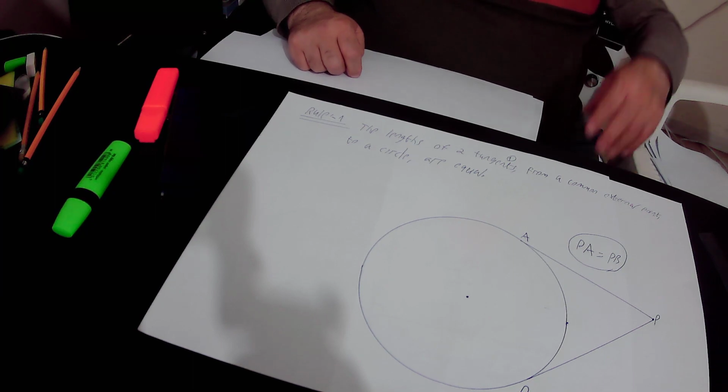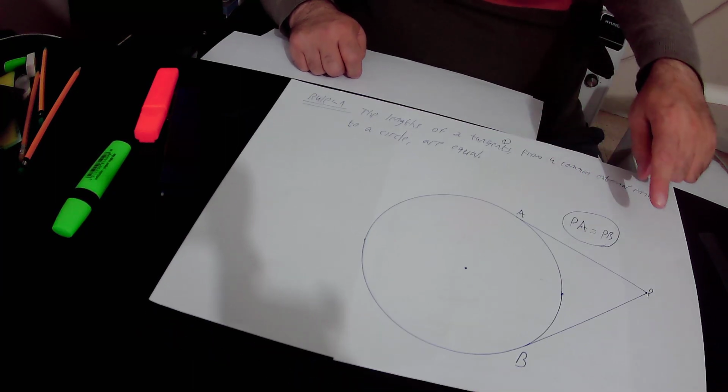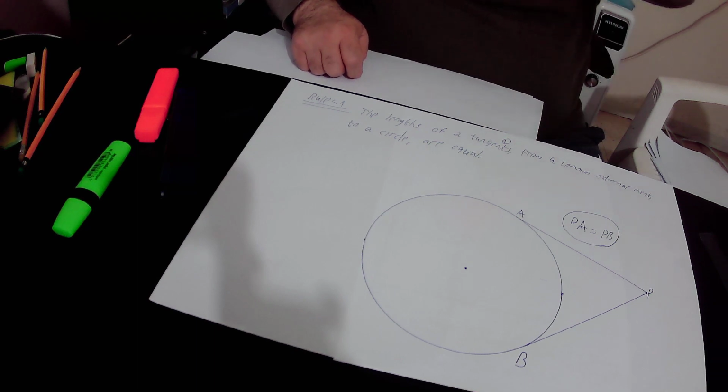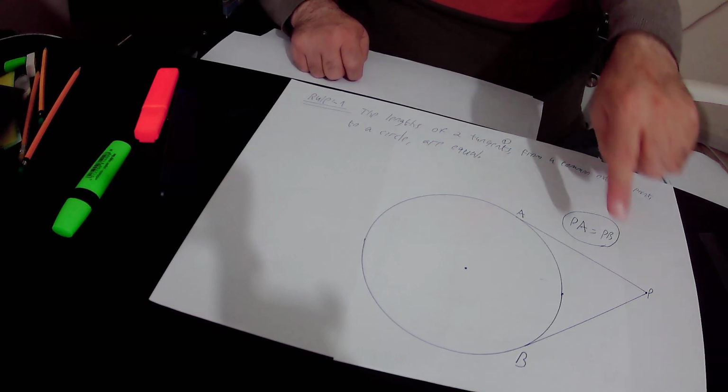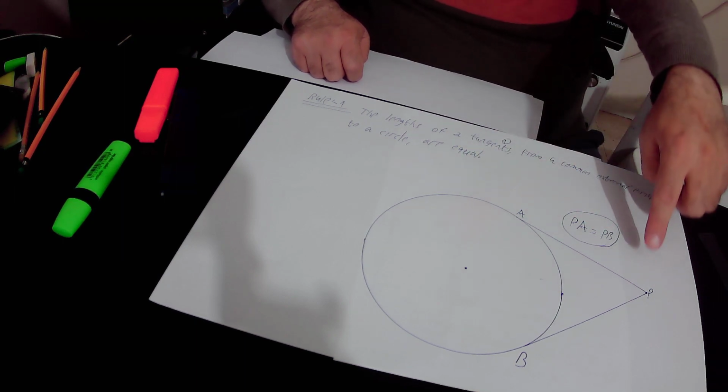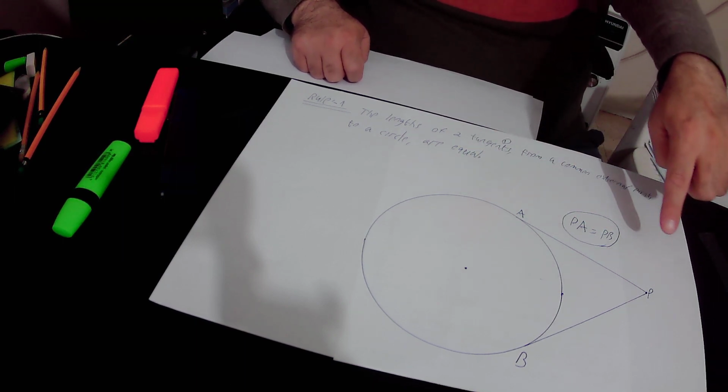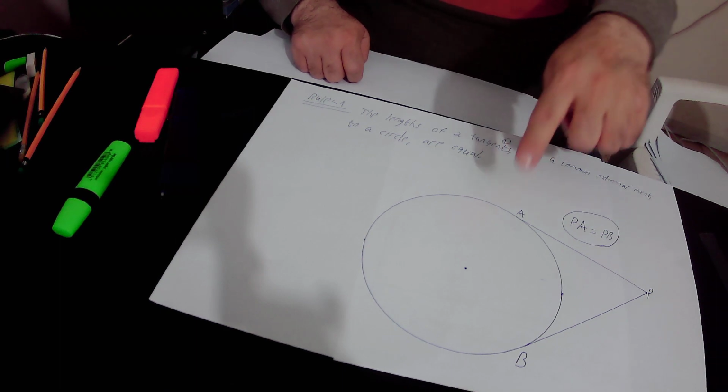Okay, so here point P is an external point in relation to this circle, because point P is not located inside this circle nor on this circle, but is located outside of this circle. Therefore, it is defined as an external point in relation to this circle.